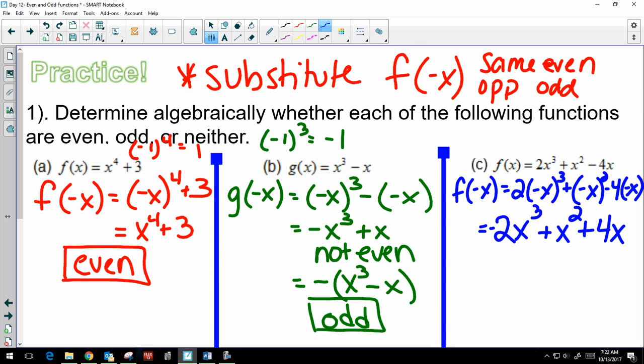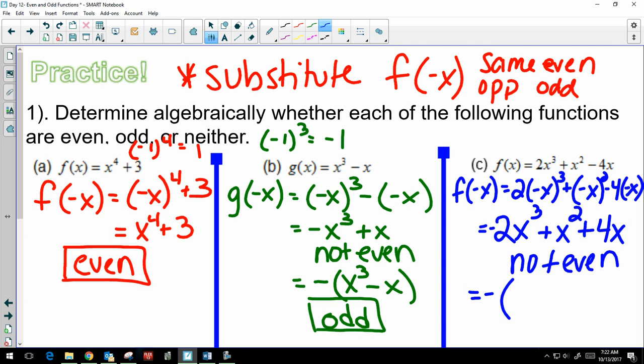So now I look, does it match? Is this negative 2x cubed plus x squared plus 4x the same as what I started with? The answer is no, it doesn't match, so it's not even. Now I want to check, is it odd? Is it the exact opposite?